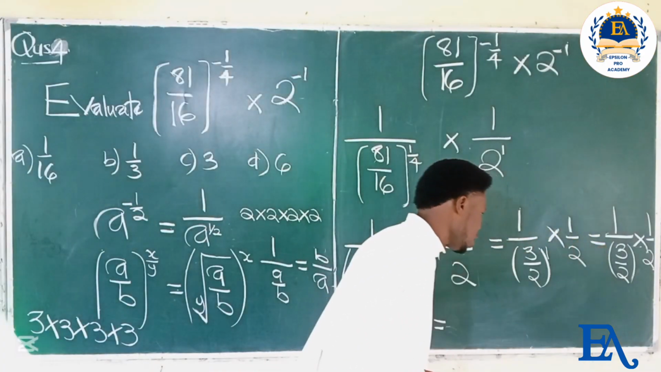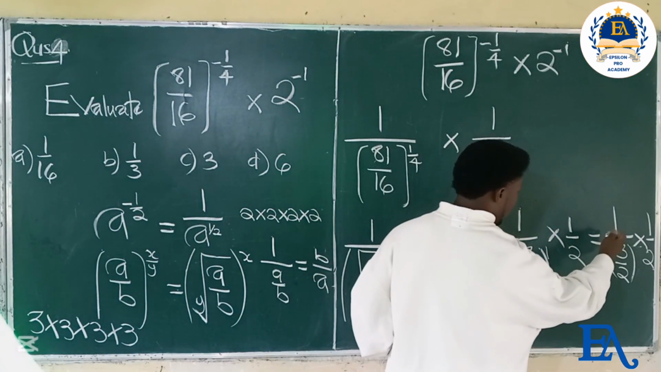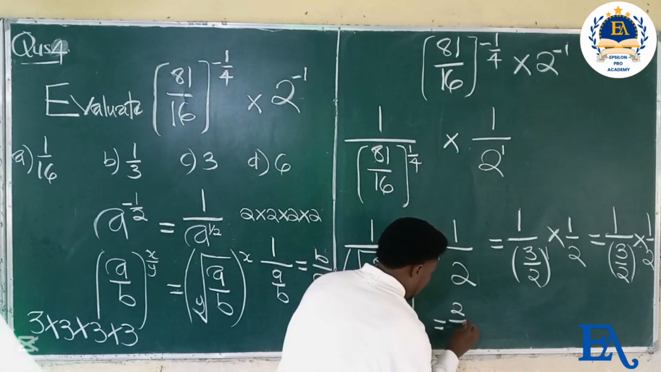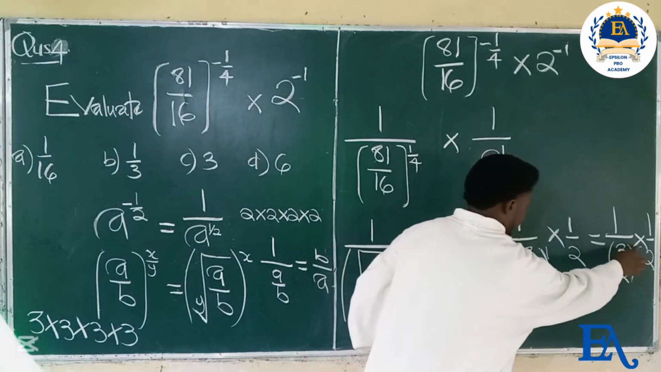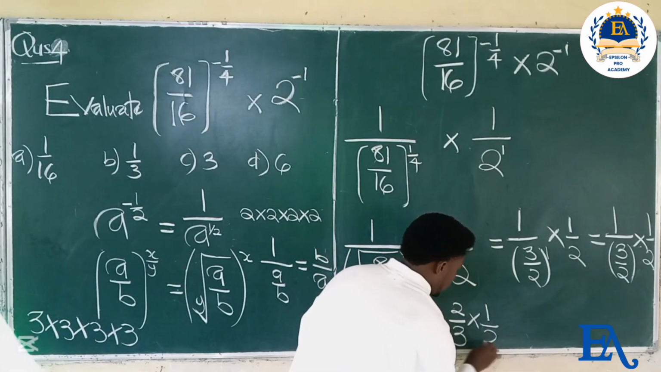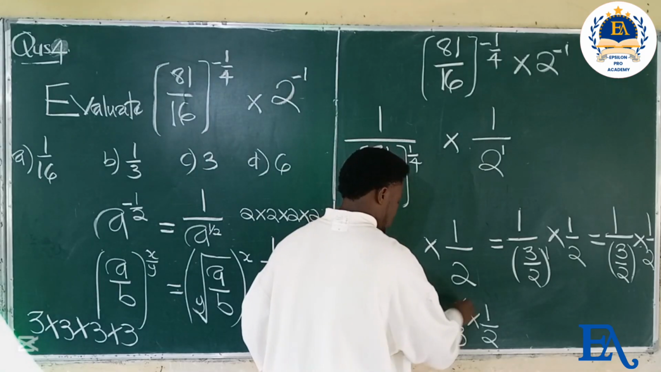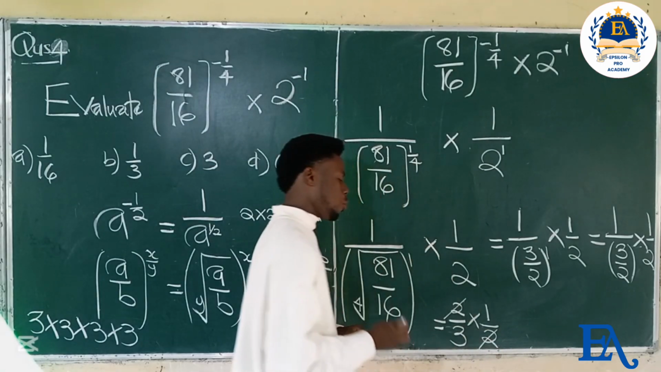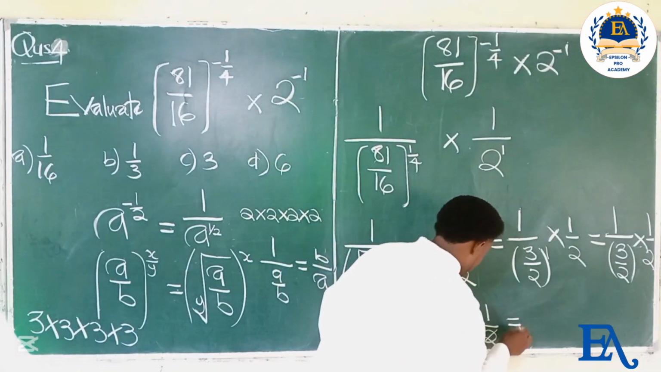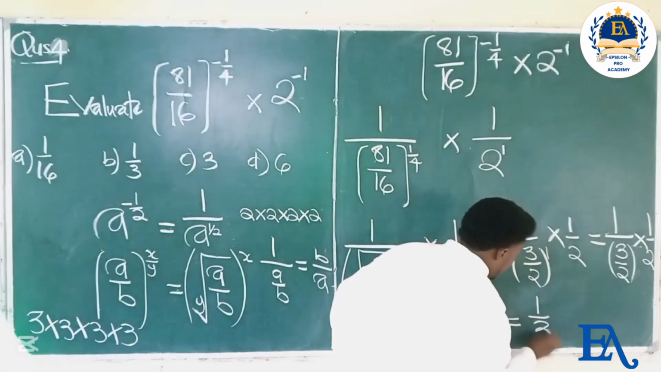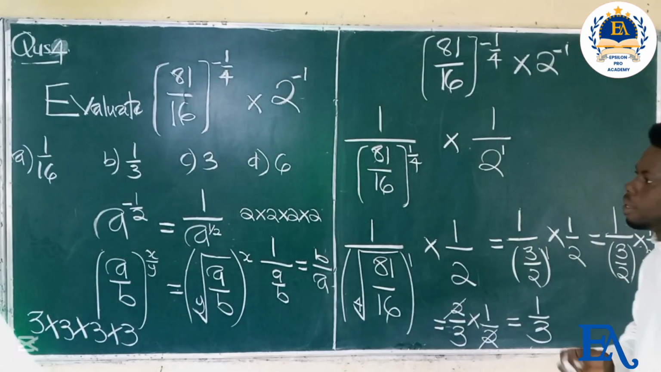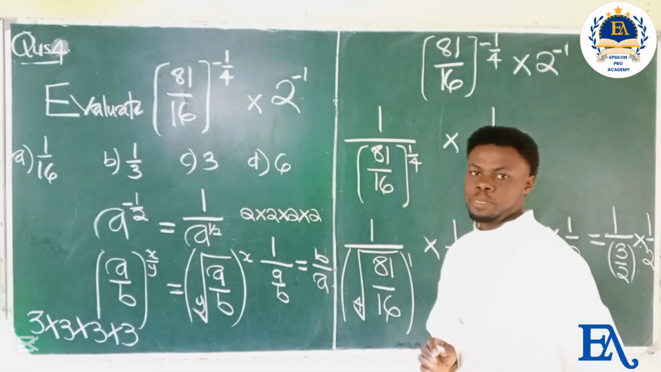Applying this over here, we have the reciprocal of 3 over 2 gives 2 over 3 times 1 over 2. At this point, 2 cancels 2, and we are left with 1 over 3. Therefore, the correct answer is 1 over 3. And the right option is option B, 1 over 3.